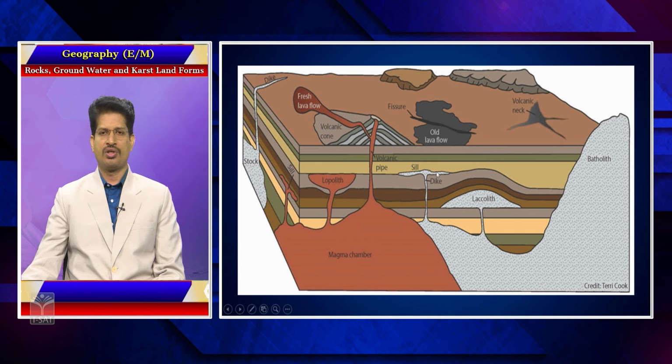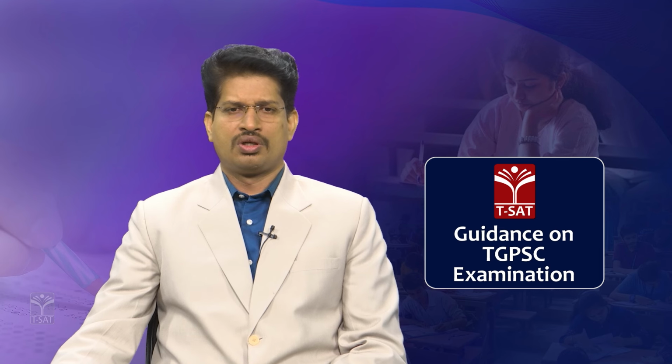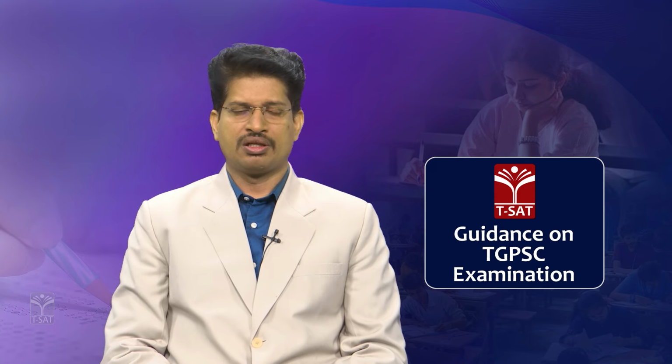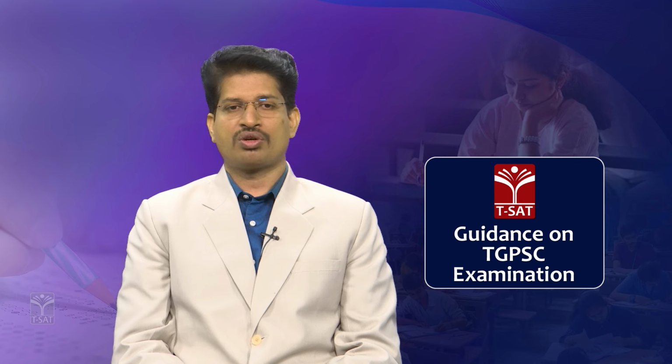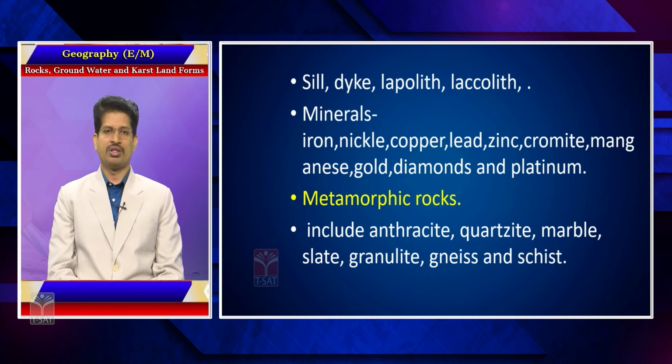So, next is extrusive and intrusive igneous rock formations. One is in the outer layer of the earth and the other is in the internal layers of the earth. The different kinds of minerals available here, as I have discussed in the case of igneous rock bodies, but in the case of metamorphic rocks, they may ask you what the different kinds of minerals available in metamorphic rocks are. So, they include anthracite, quartz, marble, slate, granulite, gneiss and schist.